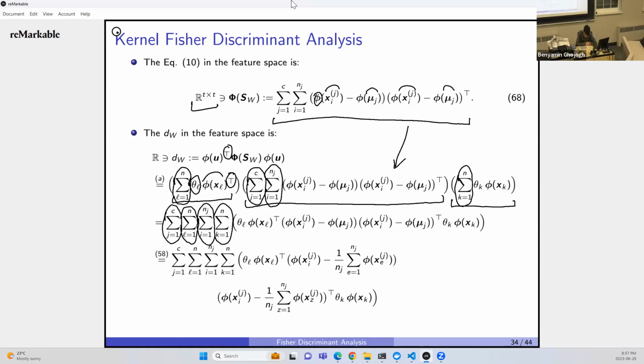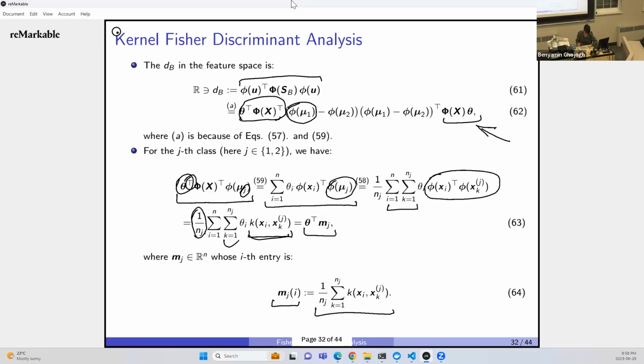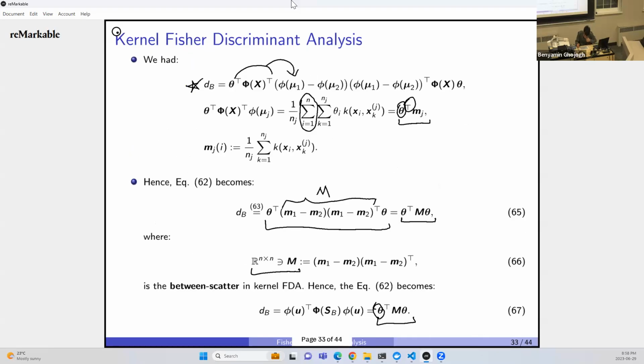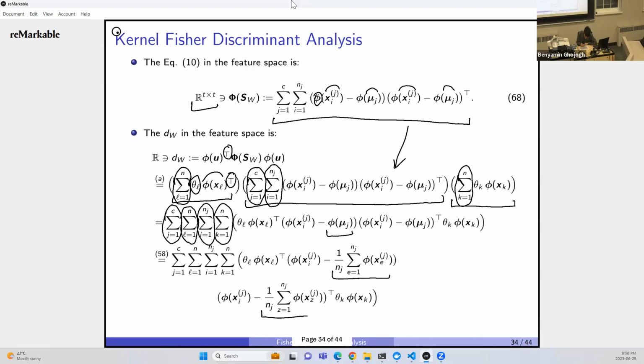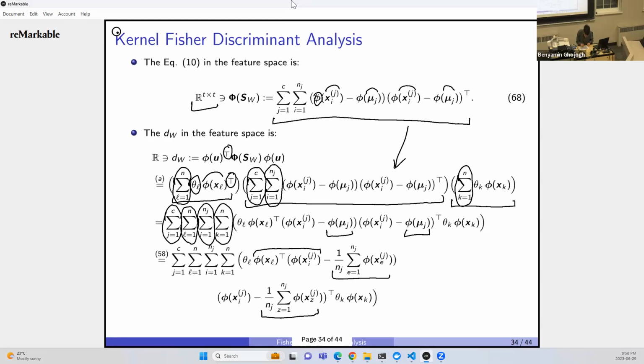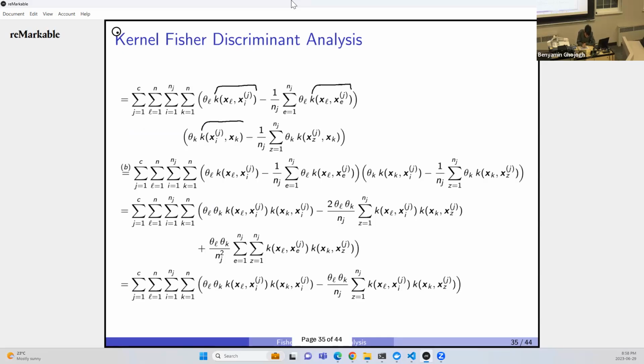Then what happens? Then I'm replacing phi of u_j with this definition, equation 58, right? Again, I have these two, I replace them with their definition. What happens? I replace these phi transpose phi's with kernels. So I have this kernel, this kernel, and this kernel.